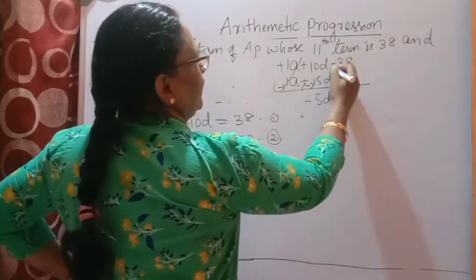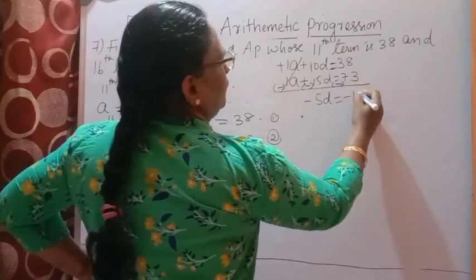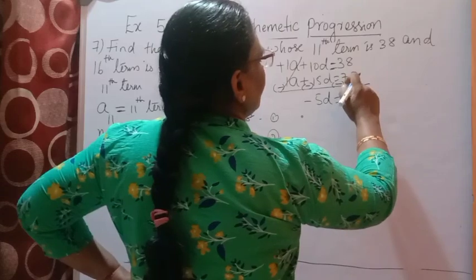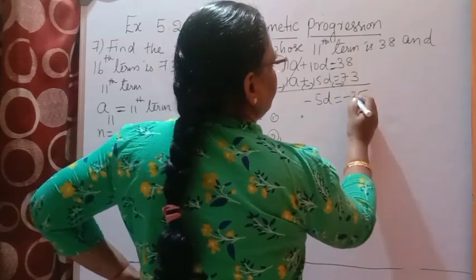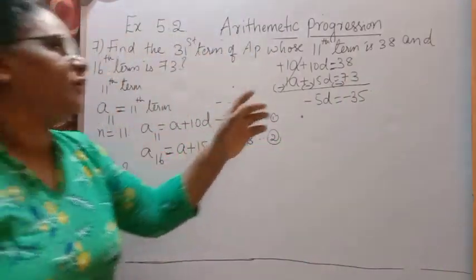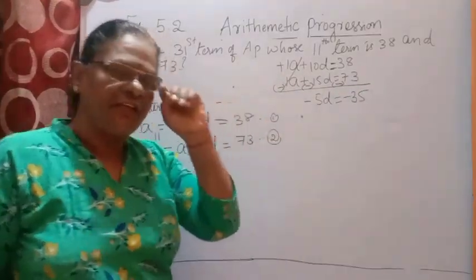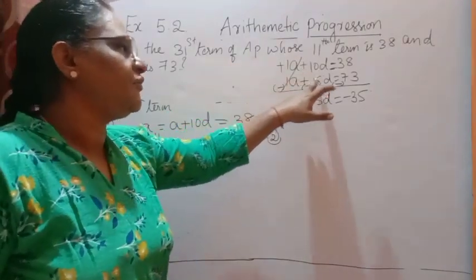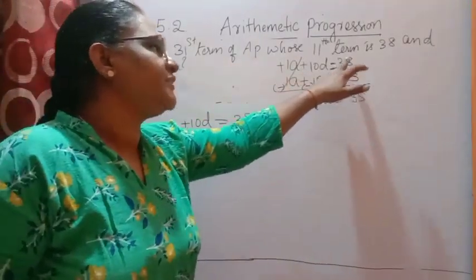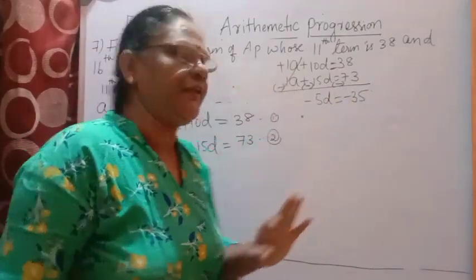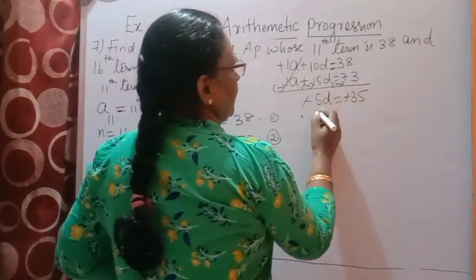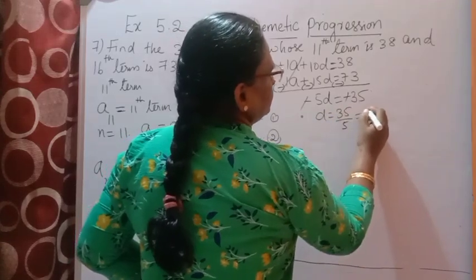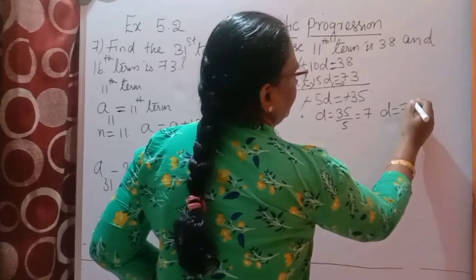minus 5D, plus 38 minus 73 is minus 35. So change the sign throughout for the second equation. A gets cancelled. Plus 10 minus 15 is minus 5D. Plus 38 minus 73 is minus 35. Now you got the value, minus minus gets cancelled. D is equal to 35 divided by 5. Therefore, the value of D is 7.